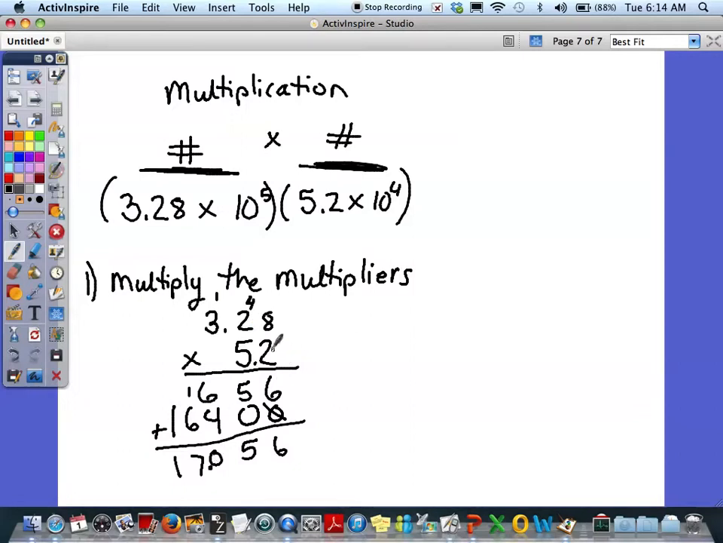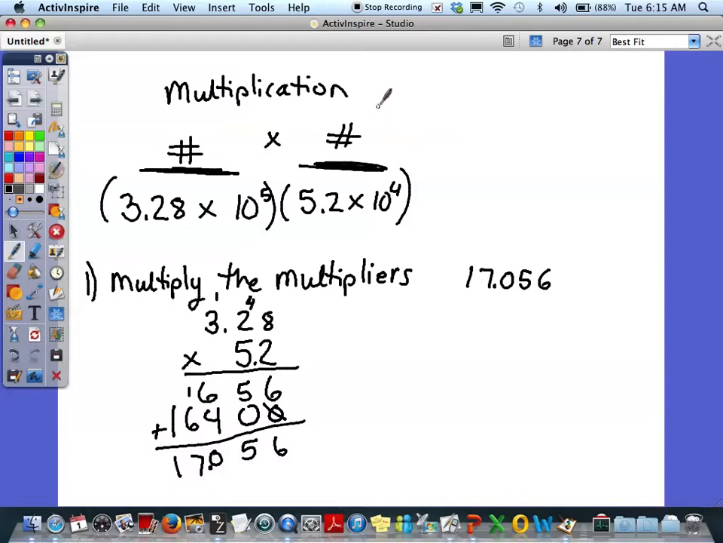Check real quick to make sure my answer makes sense. 3 times 5 is 15. A little more than 3 times a little more than 5 is around 17. I'm happy with that. So we multiplied the multipliers, and we got 17.056. Okay? But we're not done yet because we've only taken care of the multiplier portion of this problem. The next part is awesome.